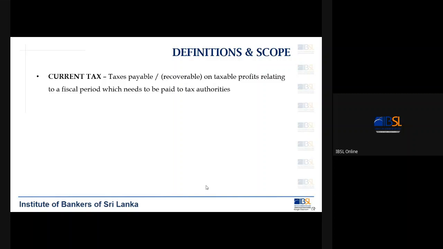Now, when you make a profit, on that profit you will have to pay taxes. That amount is known as the taxable profit. So whenever you earn profits, of that profit, whatever is considered to be the taxable profit, on that you have to pay a certain percentage. For corporate companies, the tax percentage as of now is 24%.